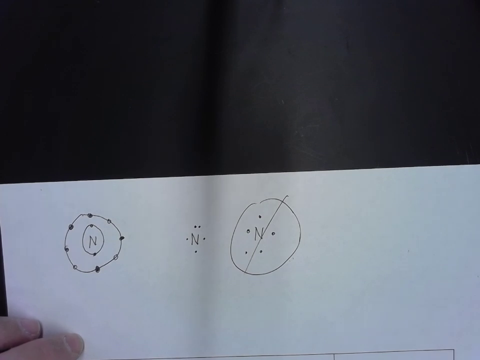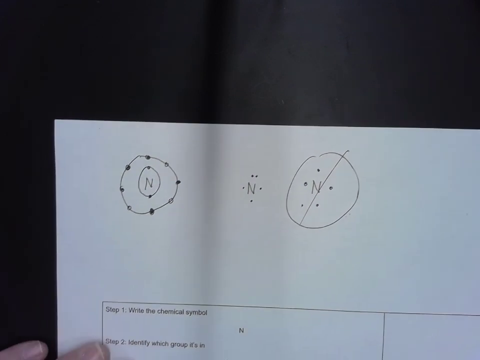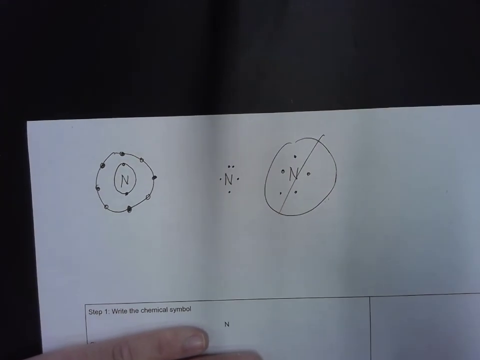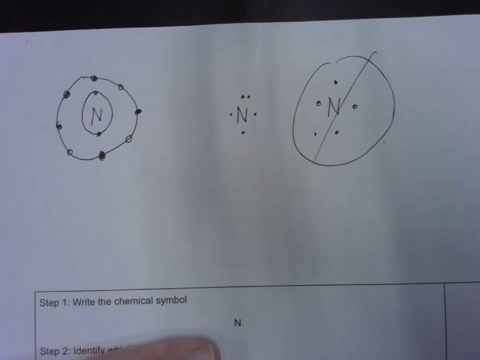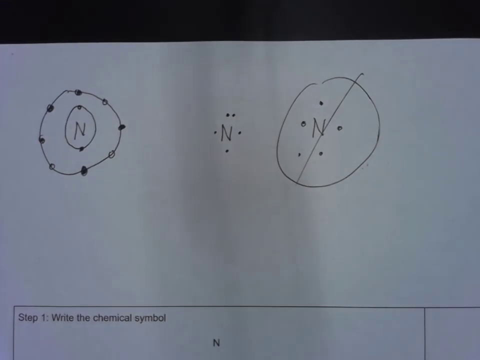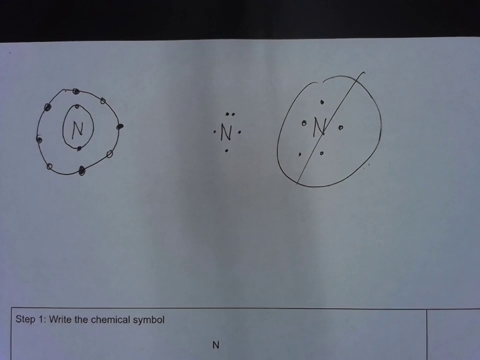And they're very simple. Okay, so let's go ahead and start with rule number 1. Let me zoom in here if I can. Okay, rule number 1. You write the chemical symbol. In this case, it's going to be N. Go ahead and copy that. Step 1, write the chemical symbol.